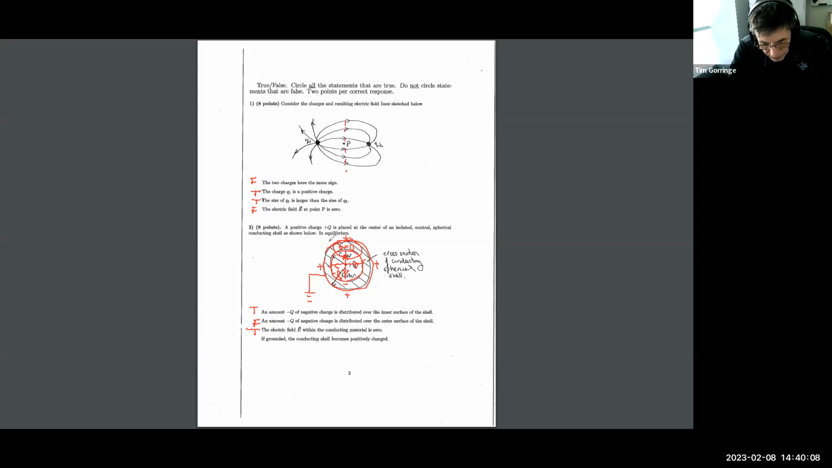Well, look at the outer surface. The wire's attached to this outer surface, and the positive charges on the outer surface are repelling one another. Those positive charges will repel one another, and they'll leak off into the ground. That way they can get further apart. That will leave behind the negative charge on the inner wall of the conducting spherical shell. And so this statement is false. The grounded conducting shell will become negatively charged, not positively charged.